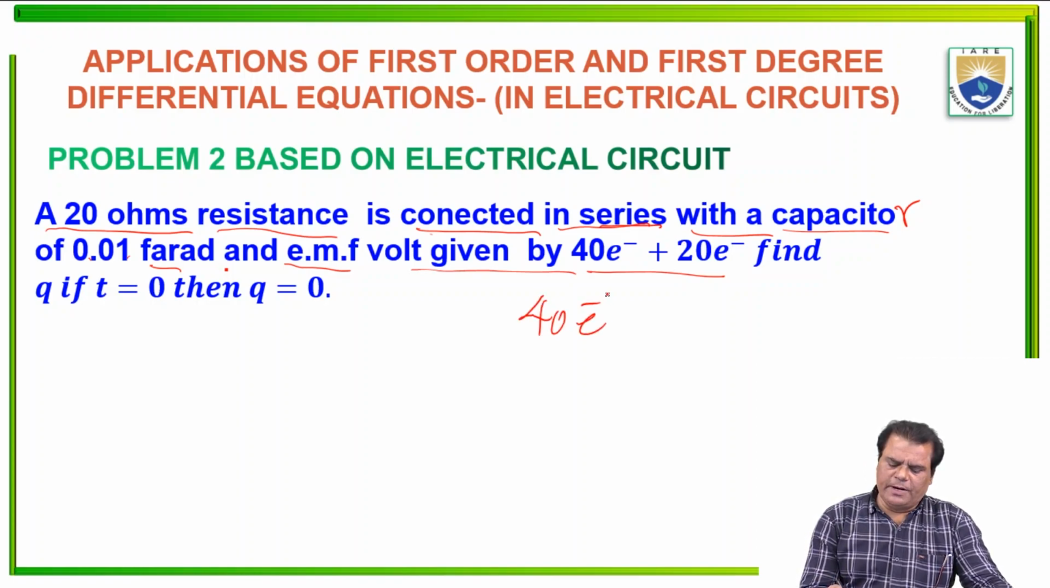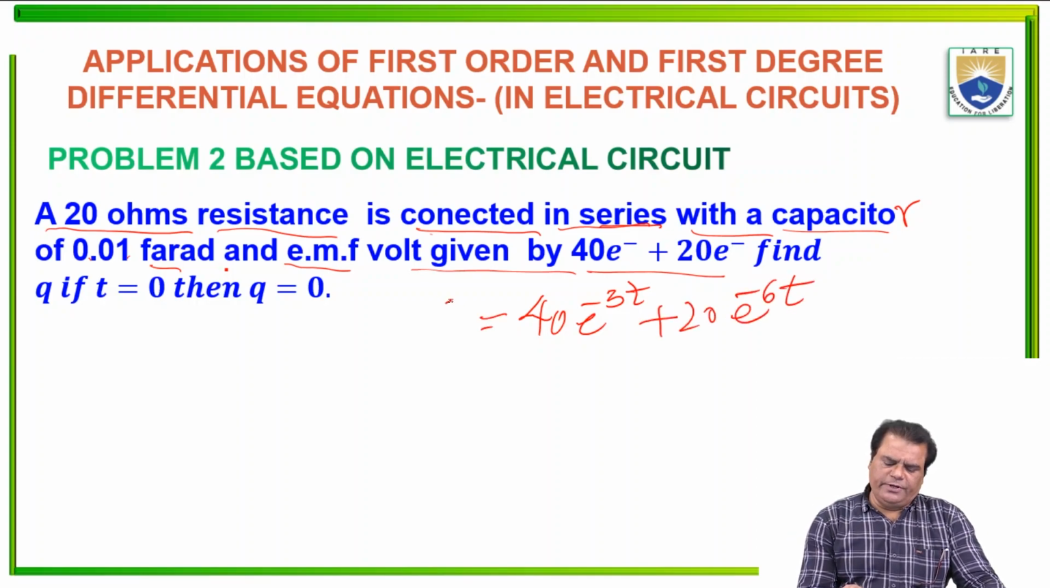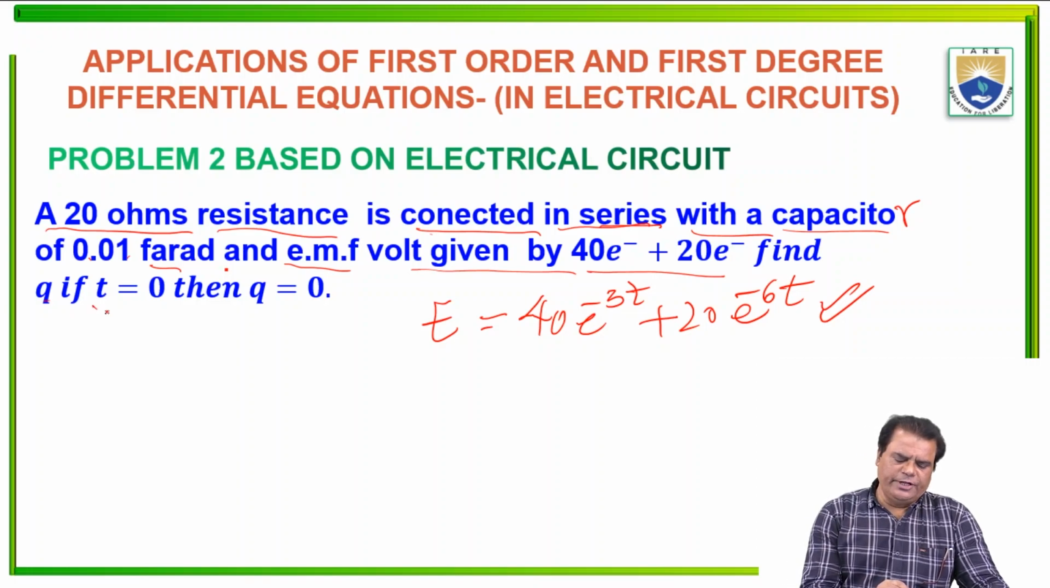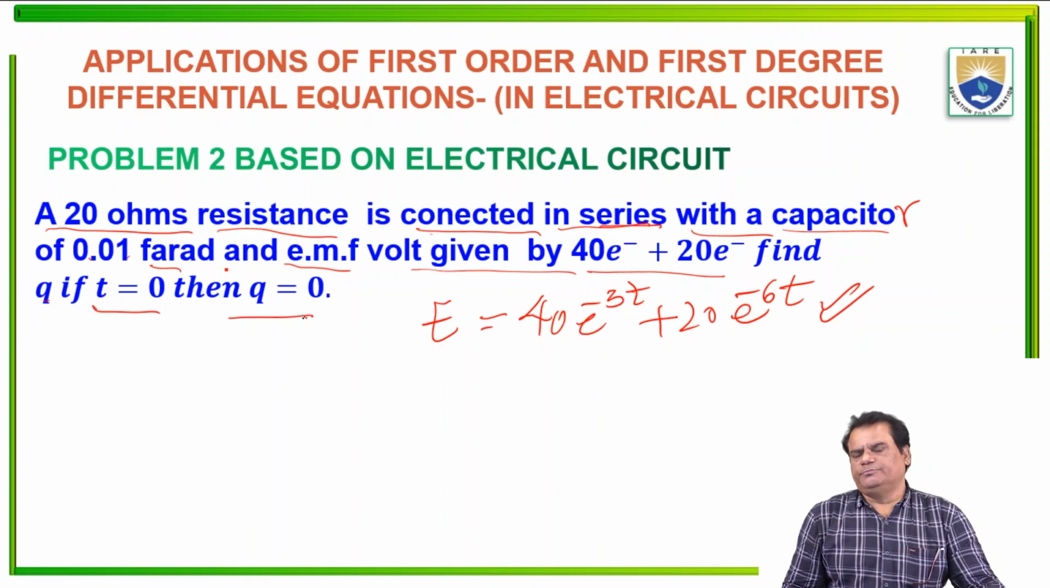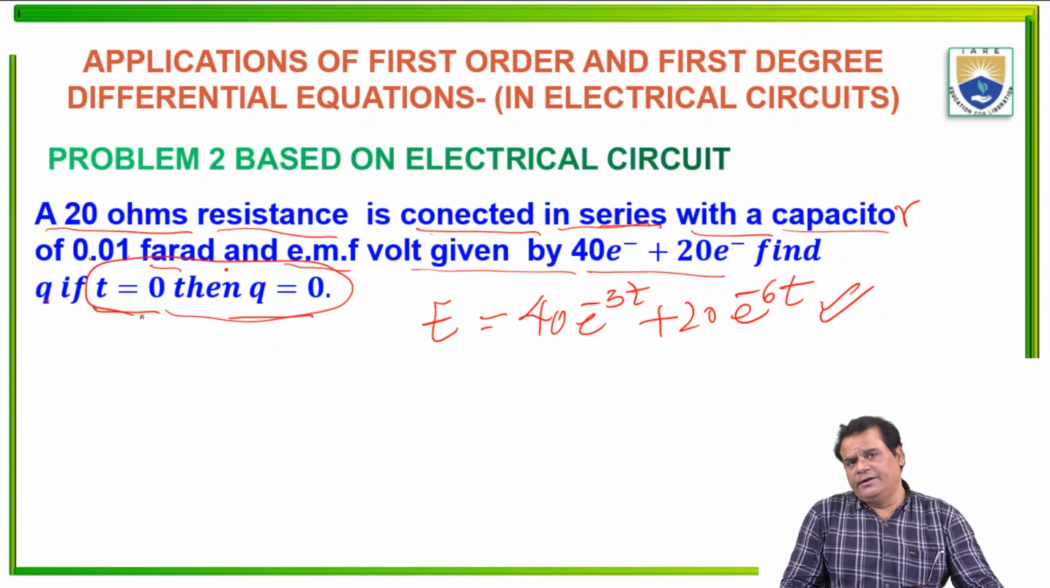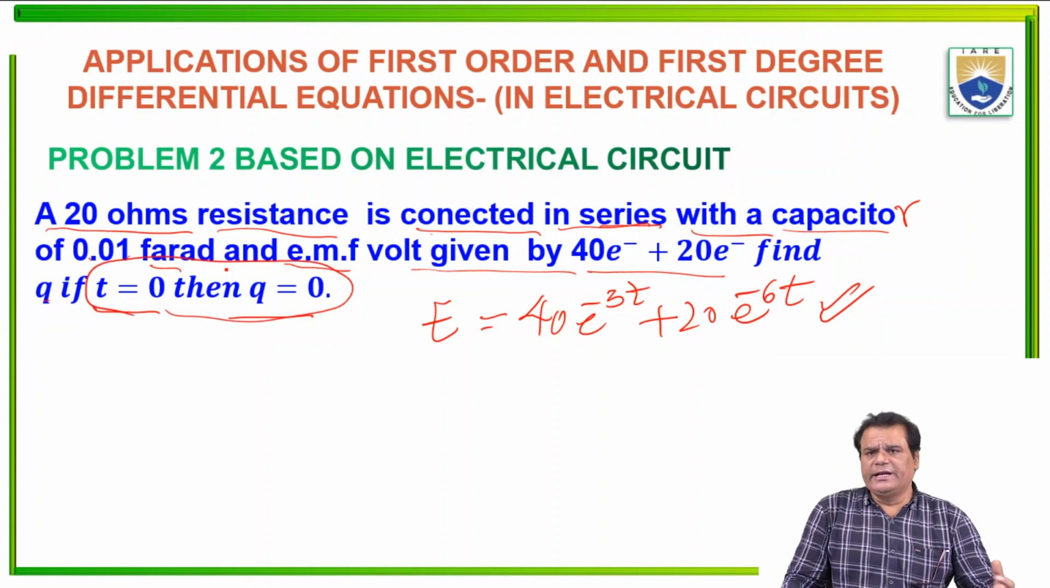The EMF in volts is given by 40 e to the power minus 3t plus 20 e to the power minus 60. This is the value of E. Something is missing here, but this value is given. Find Q, if at T equal to 0, Q is 0. This is the initial condition. Initial conditions are given in our problem, so we can find the value of the constant.